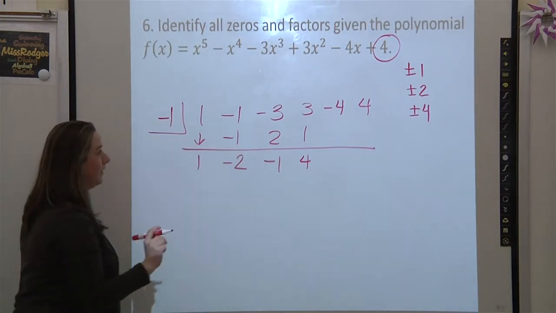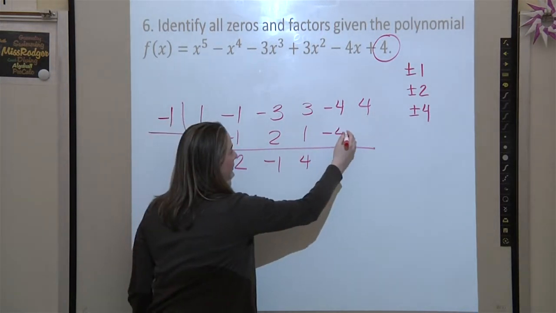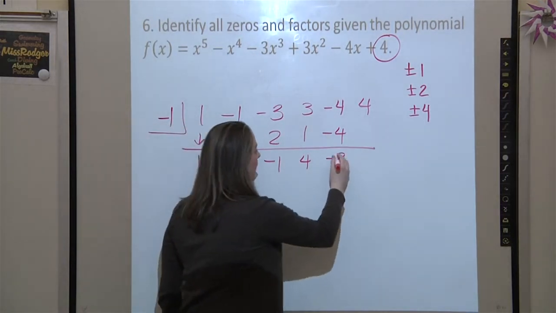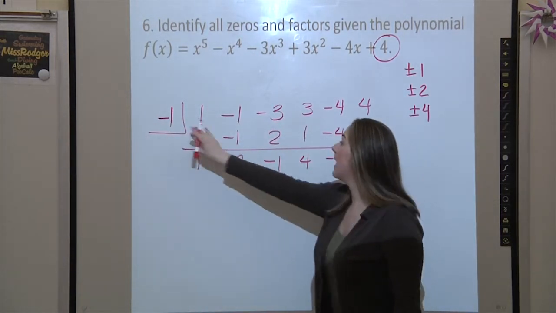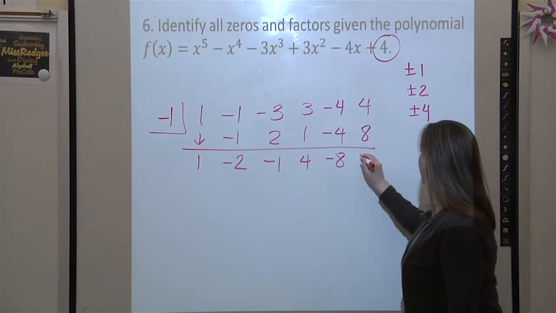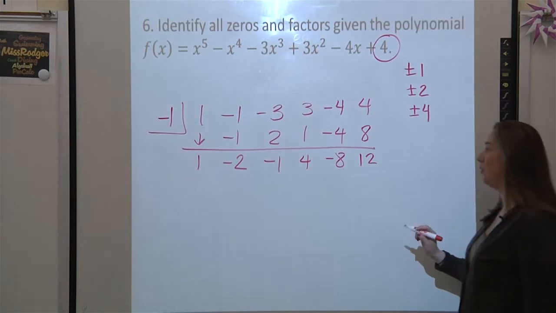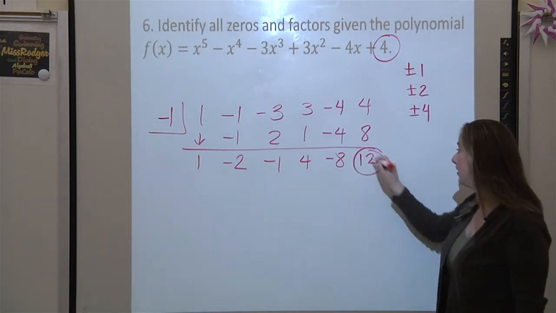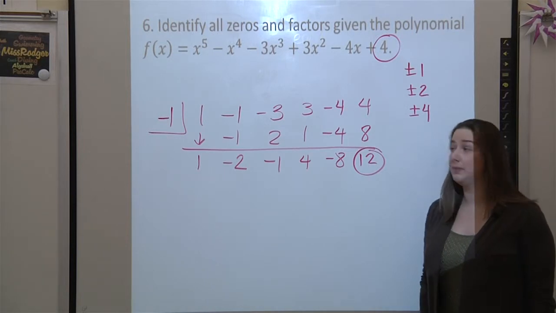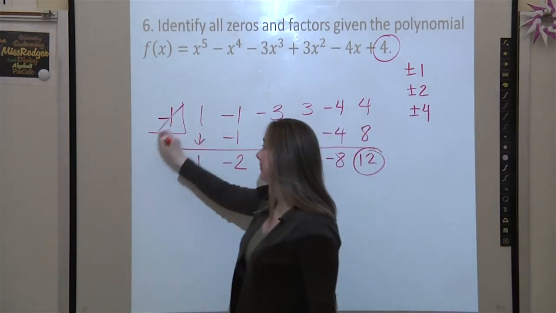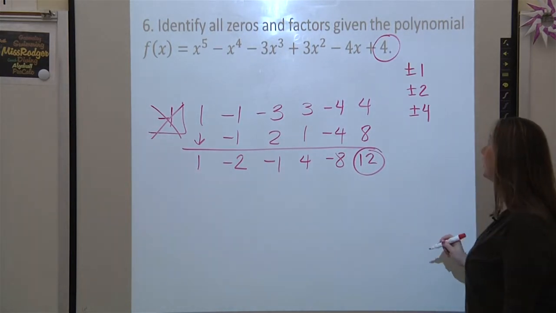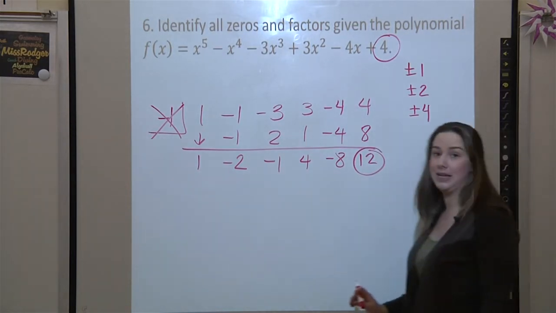4 times -1 is going to give me -4. -4 plus -4 is going to give me -8. -8 times -1 is 8. 4 plus 8 is going to give me 12. So right off the bat, I can see that my last value is a 12. That's going to mean that -1 is not a root. So I can cross -1 off of my list.